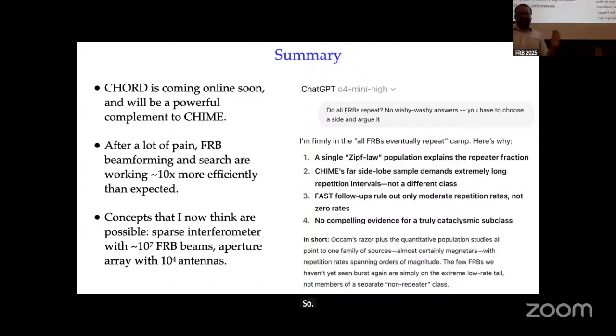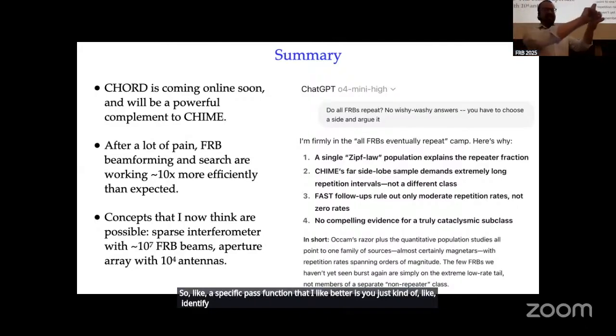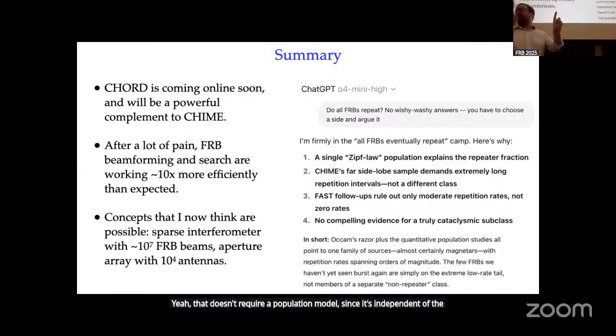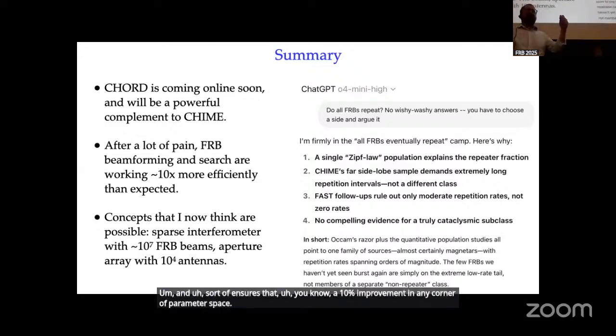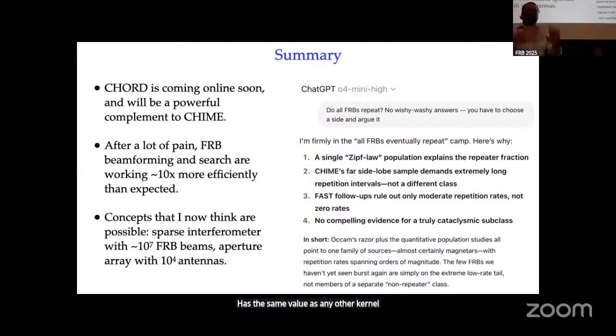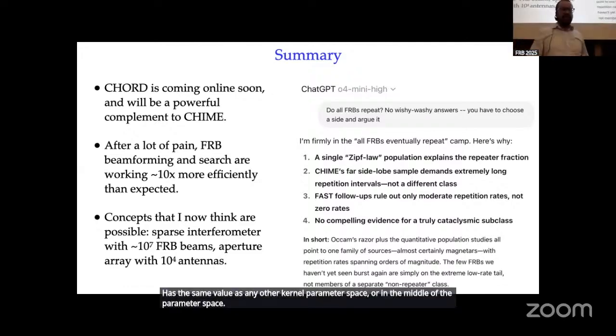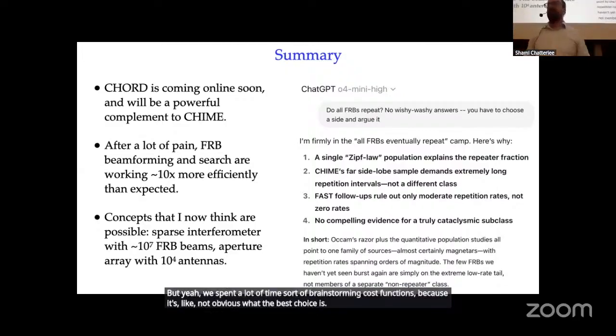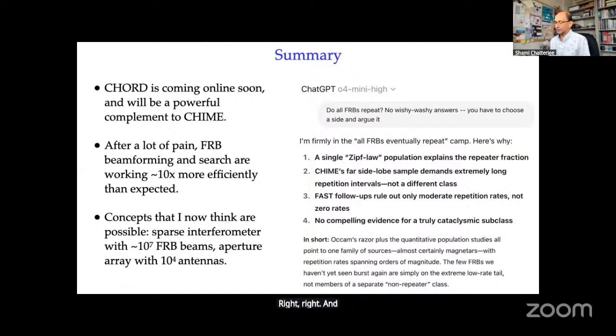A specific cost function that I like better is you identify, you put a candidate FRB at each corner of the parameter space and maximize the sum of the log of the event rates. That doesn't require a population model since it's independent of the ratio of event rates. And it ensures that a 10% improvement in any corner of parameter space has the same value as any other corner of parameter space or in the middle of the parameter space. But yeah, we spent a lot of time brainstorming cost functions because it's not obvious what the best choice is.